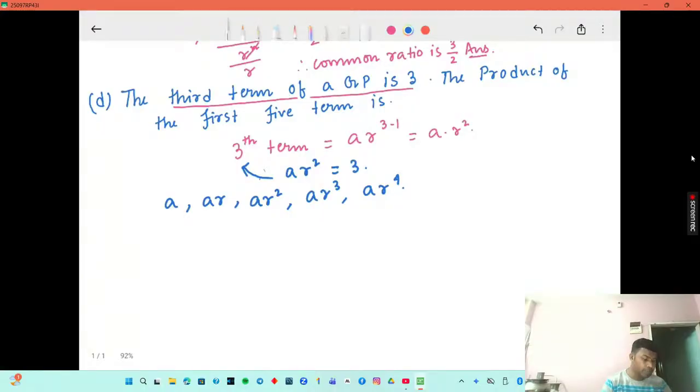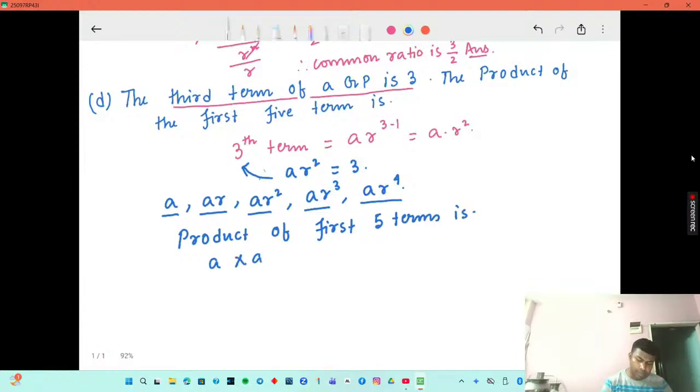So now, when we multiply all these terms, we will get the product of the first five terms: a into ar into ar square into ar cube into ar to the power 4, which is equal to a to the power 5 and r to the power 2 plus 1, 3, plus 3 is 6, 10.